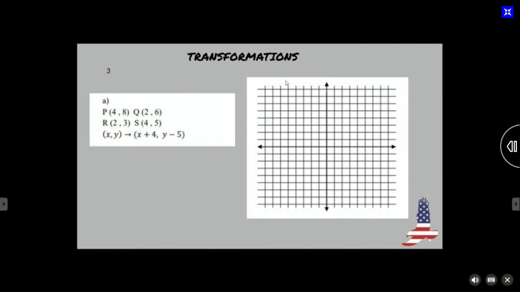PQRS. All right, (4, 8) for my pre-image. So right 4: 1, 2, 3, 4, and up 1, 2, 3, 4, 5, 6, 7, 8. That's P. This is the pre-image.